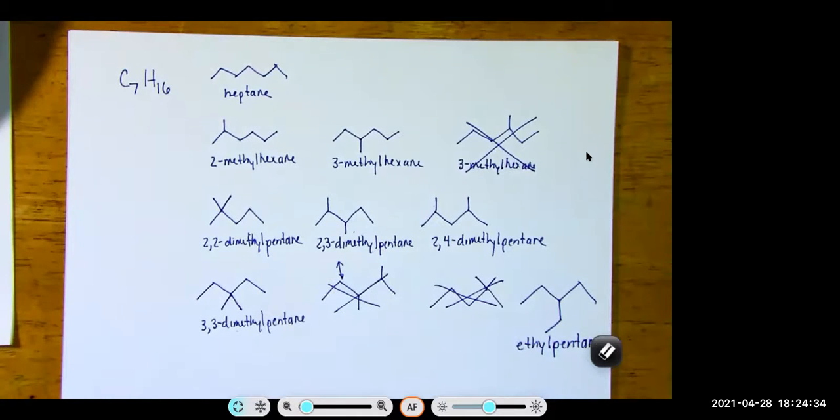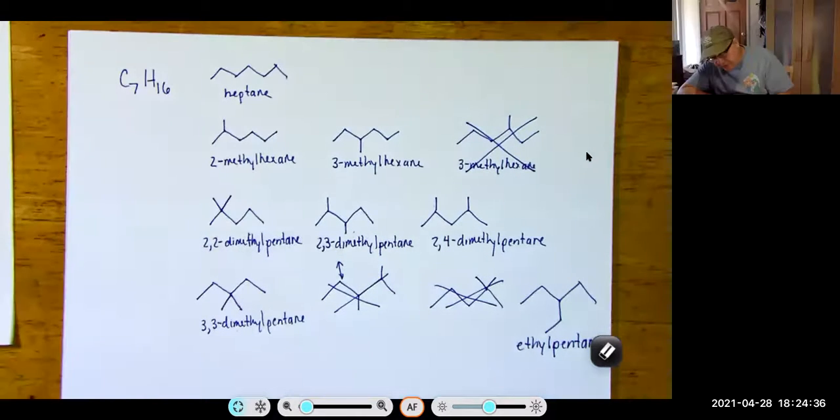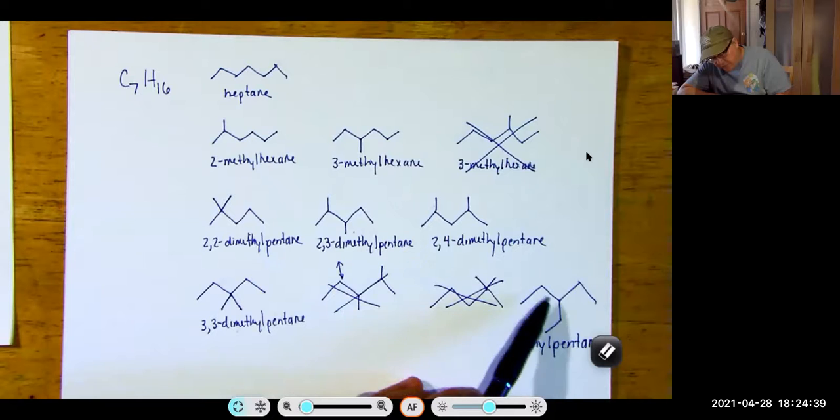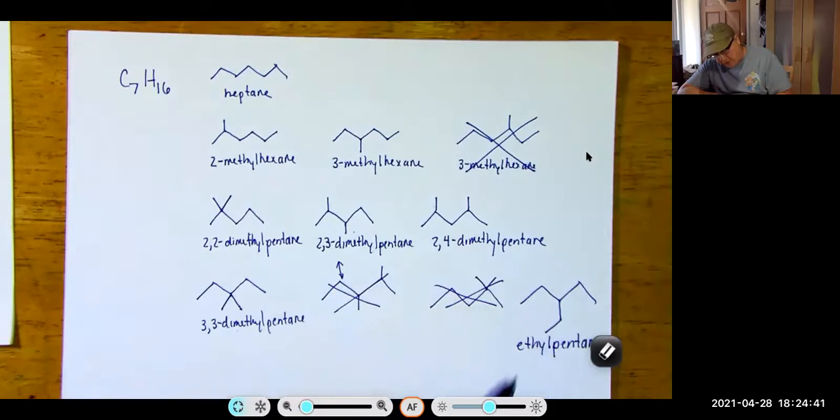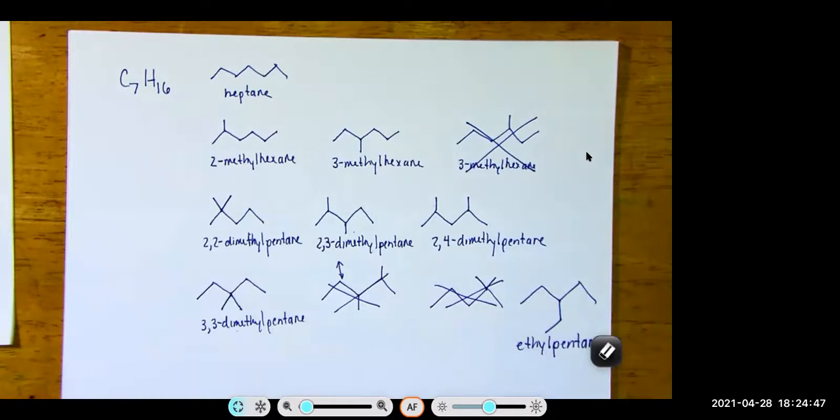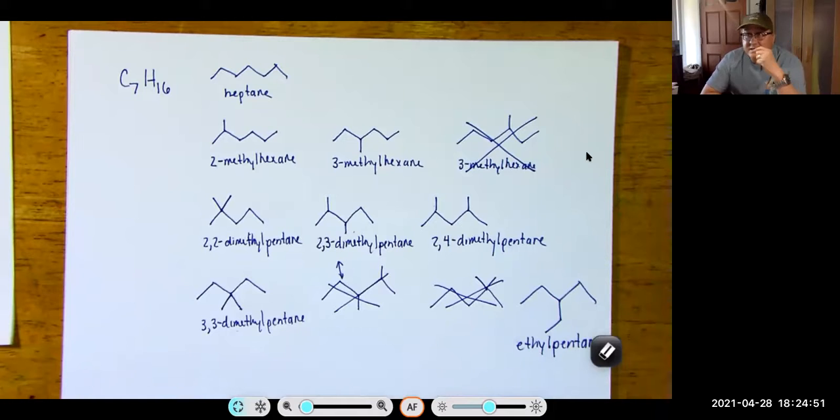It doesn't matter which one you circle as being the ethyl. You could call this the parent, 1, 2, 3, 4, 5. You could call this the parent, 1, 2, 3, 4, 5. You could call this the parent, 1, 2, 3, 4, 5. And regardless, the ethyl will be on carbon 3, correct?